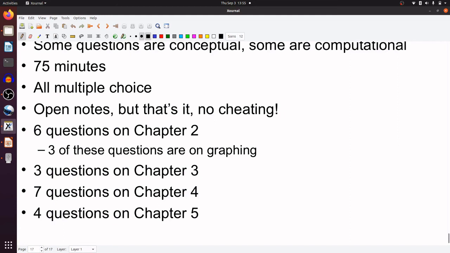7 questions on Chapter 4. Chapter 4 is the biggest chapter. I mean, the lecture was like 2 hours and 40 minutes. Sorry about that, but it covers a lot of days. Normally it covers like 3 or 4 class periods. So there's going to be 7 questions over that chapter. 4 questions are going to be on Chapter 5 as well.